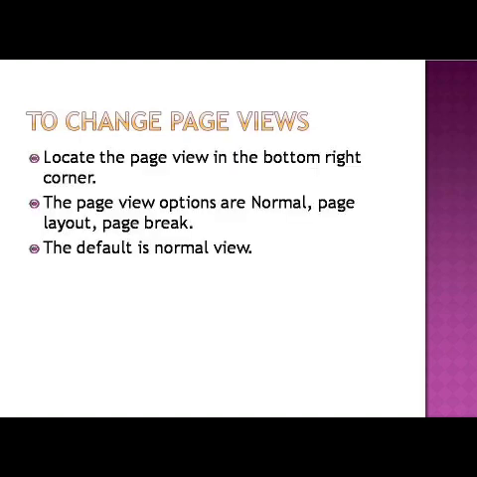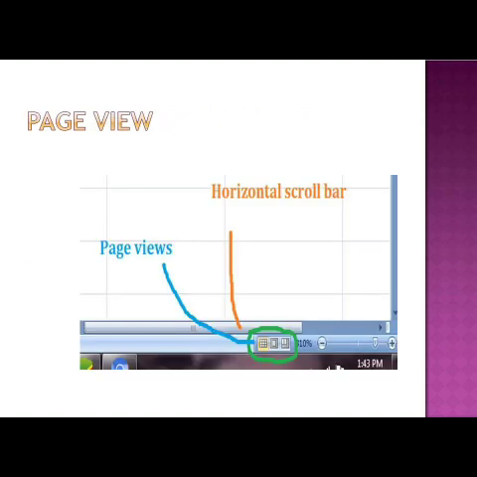Next, page views. So listen, this is also in the bottom right corner, this page view tab also. In this there are three options. Keep it in your mind, there are three options in page views. One is normal page view, next is page layout, third one is page break. Normal, page layout, page break. Whenever you open the Excel screen, it always appears in the normal view. So normal view is the default view. Clear for you? Yes. So listen, there are three views available in the page views: normal, page layout, page break.